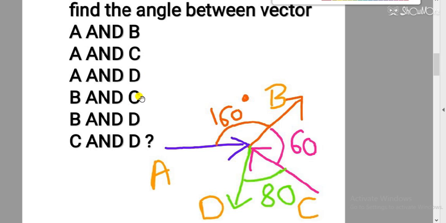Now I have to find the angle between B and C. So this is B and this is C. Can I parallel shift B backward?